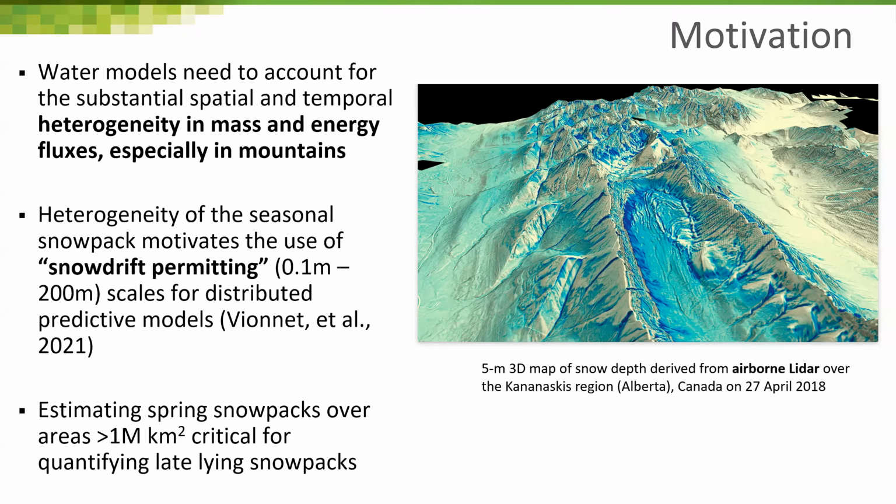So this heterogeneity really motivates the use of snowdrift permitting scales. These are the scales where we can start to explicitly simulate the blowing snow processes, the mass redistribution that leads to cornice formation, avalanching, sublimation. And this is discussed more in the Vionnet et al. 2021 paper.